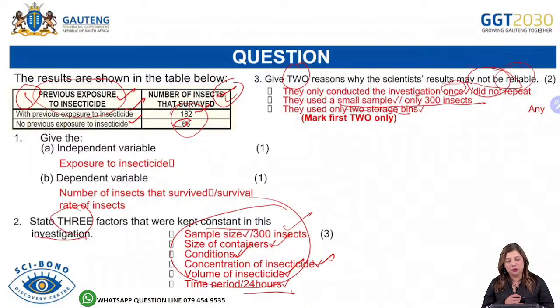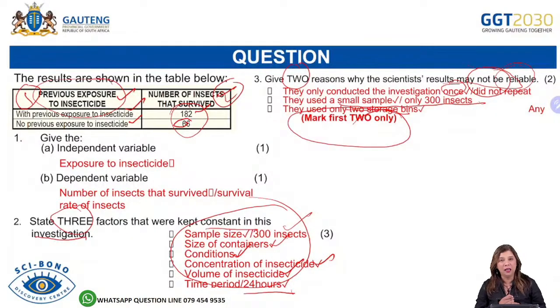And I want you to notice in the marking guideline, they say mark the first 2 only. So grade 12, you can go write 100 different reasons why it's not reliable. Your grade 12 marker is not going to look at the rest. They're only going to look at the first 2 answers.